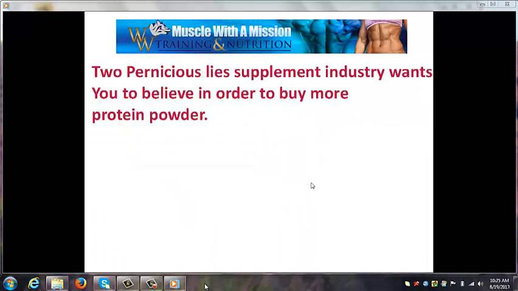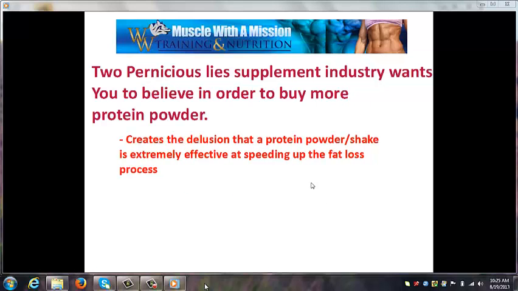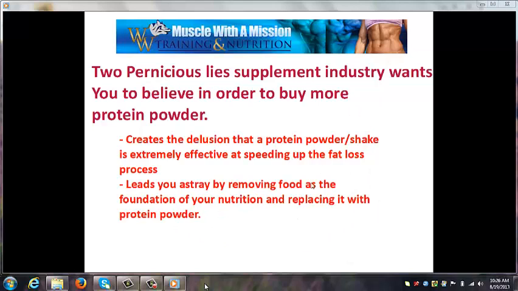So, like I said before, the two pernicious lies the supplement industry wants you to believe in order to buy more protein powder are, they create the delusion that a protein powder shake is extremely effective at speeding up the fat loss process. Okay, that's what they want. They want to create the illusion, which is really a delusion, so that society, folks, people in the industry, kids, adults, whoever, they believe that. Okay, that's their job, and it works. And they lead you astray by removing food as the foundation of your nutrition and replacing it with protein powder.